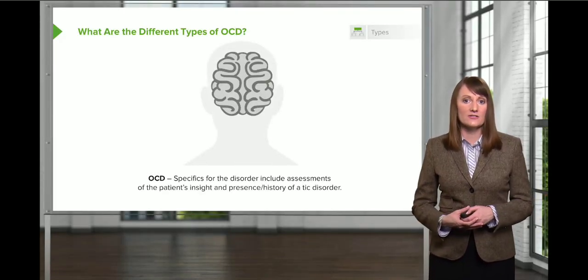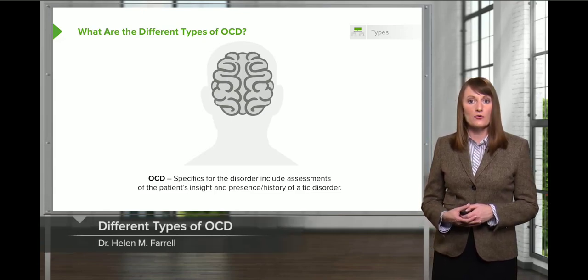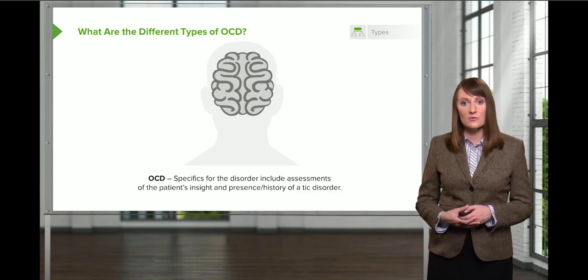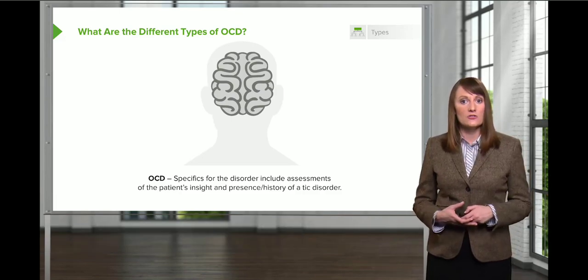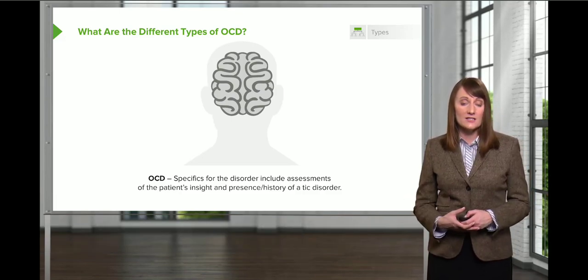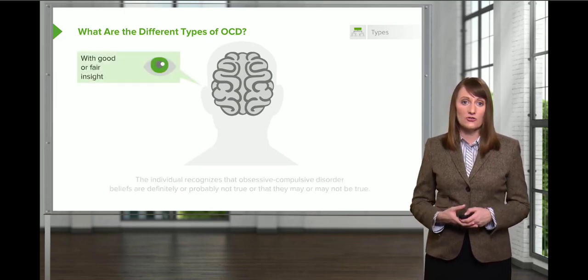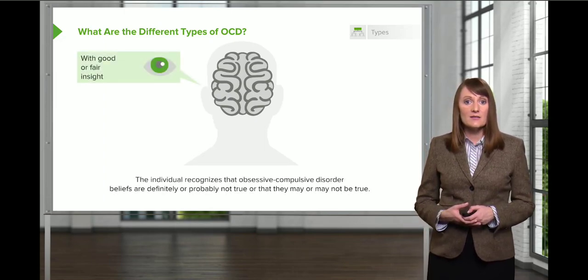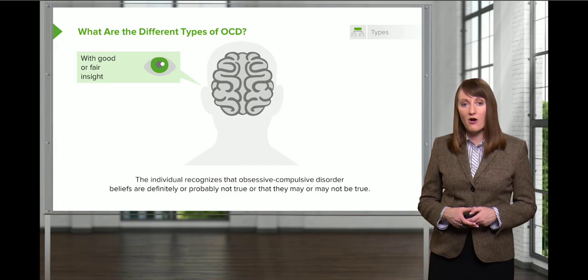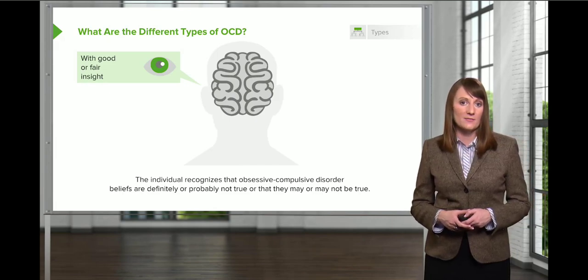There are specifiers that you can use. For example, a lot of patients with OCD will also experience a tic disorder. So you could say with or without presence of a tic disorder as a specifier. You also could say whether or not the patient has good or fair insight. This is important because insight is going to be a tool that will allow the patient to follow the treatment plan and recommendations.